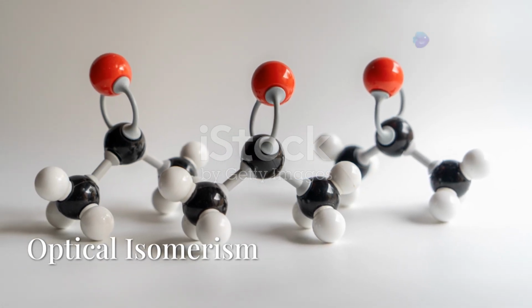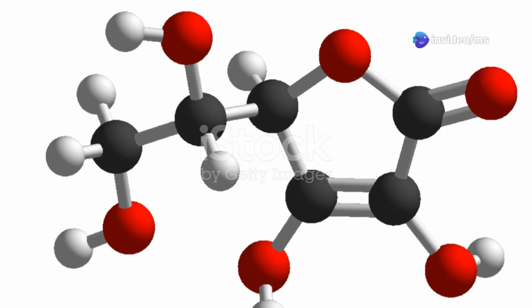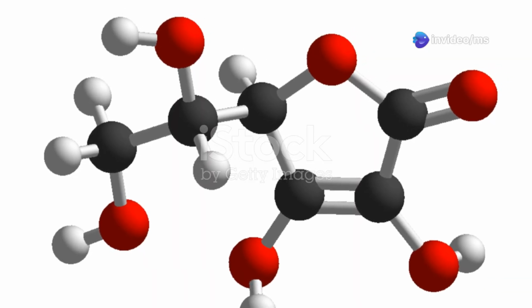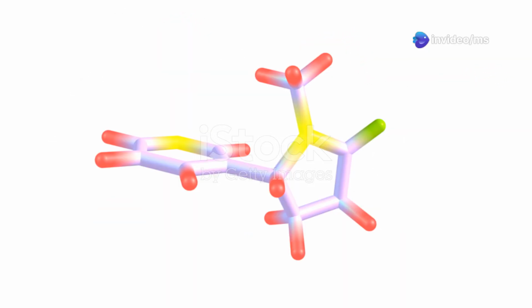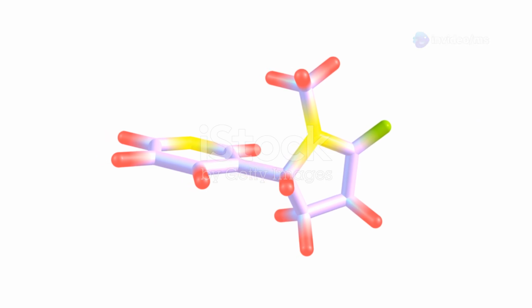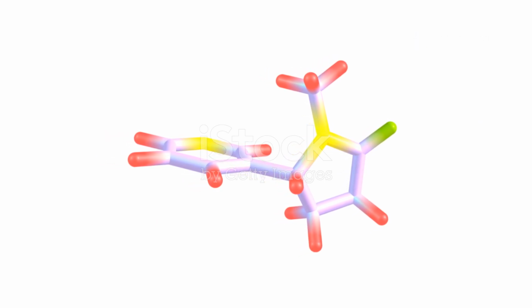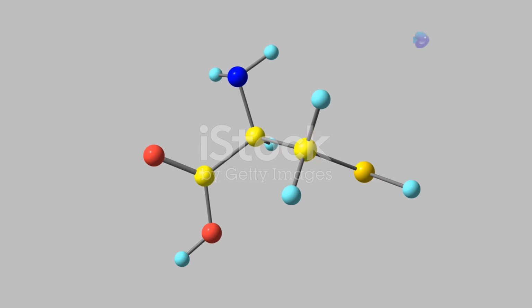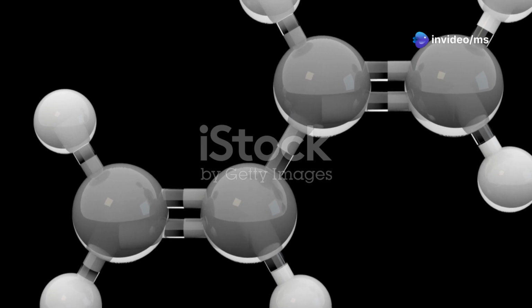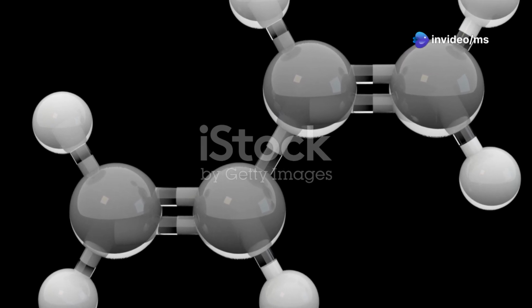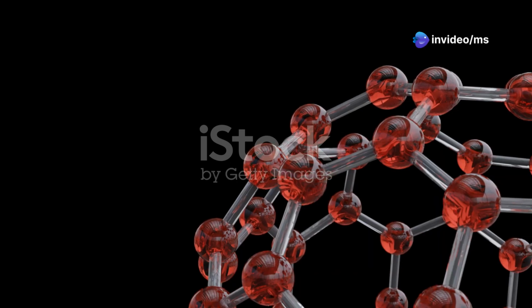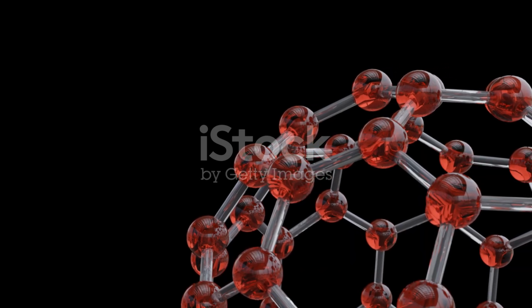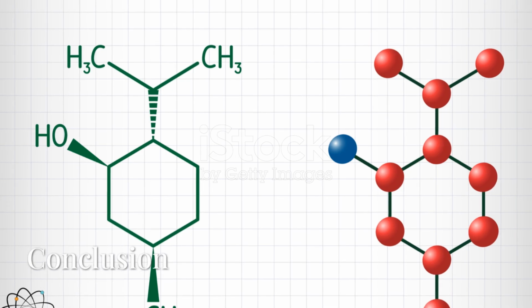Optical isomerism involves compounds that rotate plane polarized light due to chiral centers, which are asymmetric carbon atoms. Optical isomers exist as dextrorotatory, or D or plus, which rotates light to the right, and levorotatory, or L or minus, which rotates light to the left. For example, lactic acid, CH3CH(OH)COOH, has two enantiomers, which are mirror images of each other.